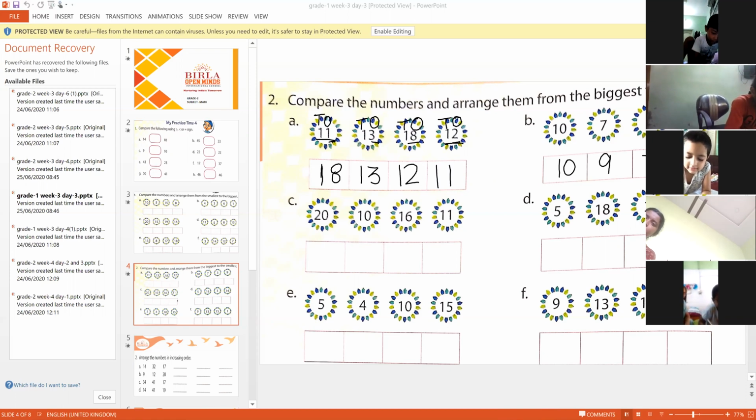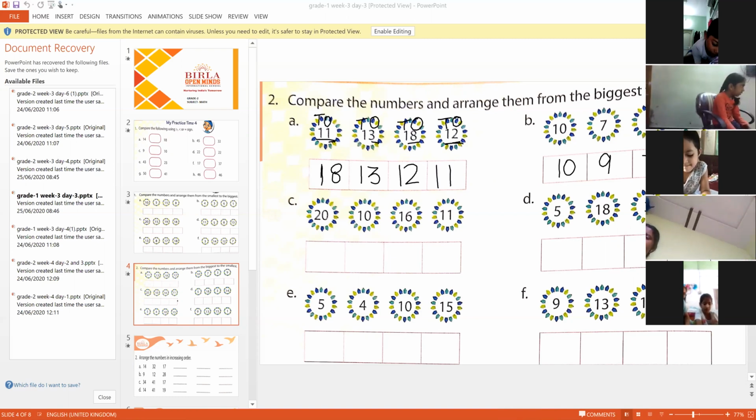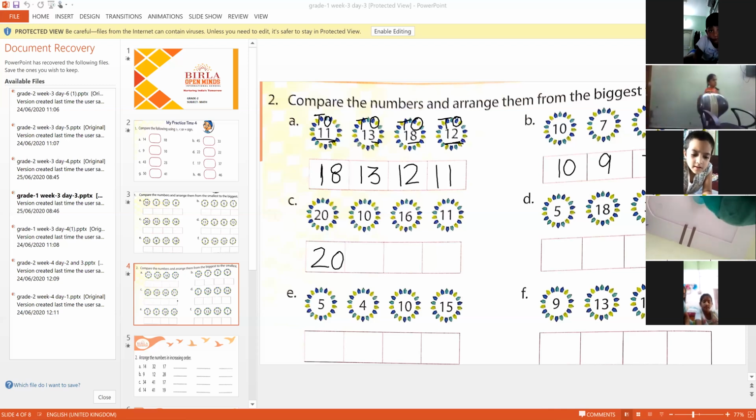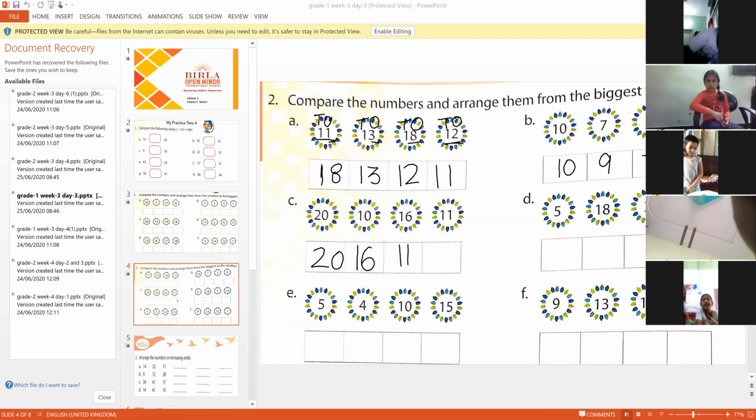Good girl. Ananya, you tell me the answer for C bit. Ananya, tell me the biggest number here: 20, 10, 16 or 11? 20. Very good. Then 16. Children, keep on writing answers and check your answers also. Then 11. Very good. Then 10. Very good, Ananya. Good girl.